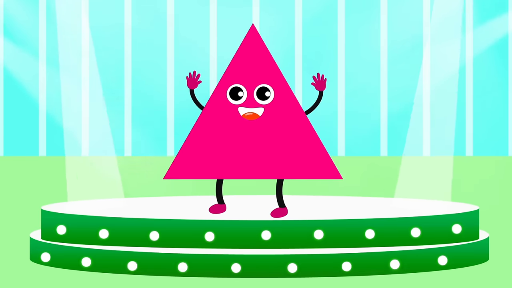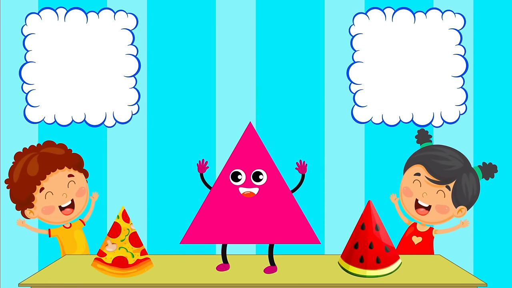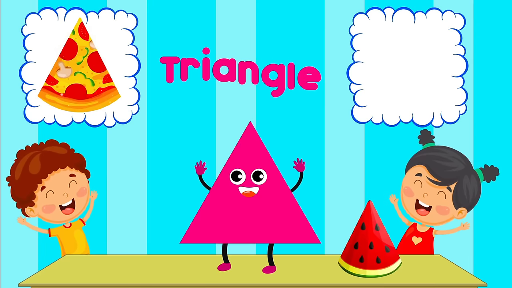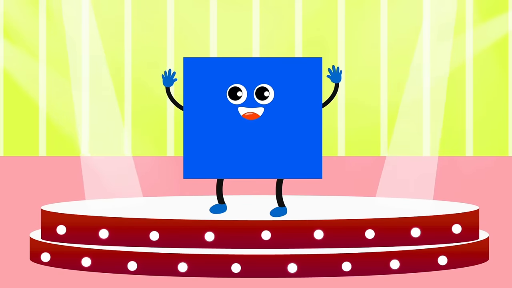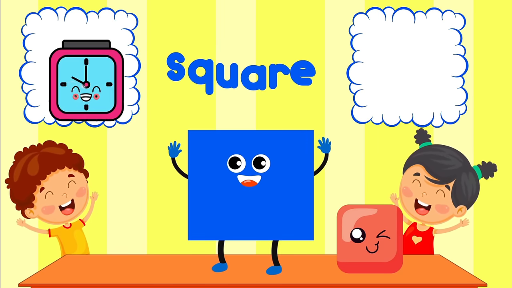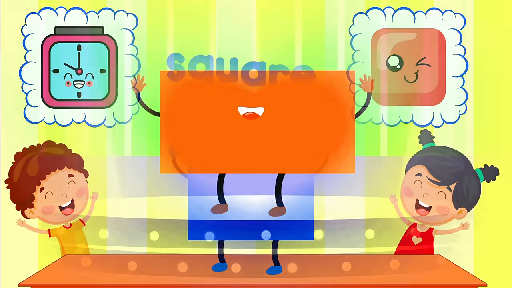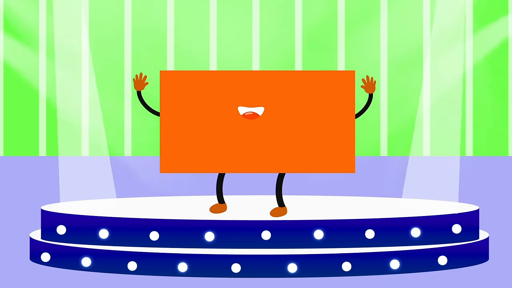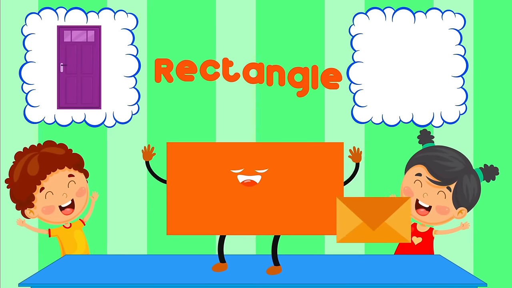Hi, I'm the triangle. I have three sides. I'm square. I have four equal sides. Square. I am rectangle. I have four sides. My opposite sides are equal. Rectangle.